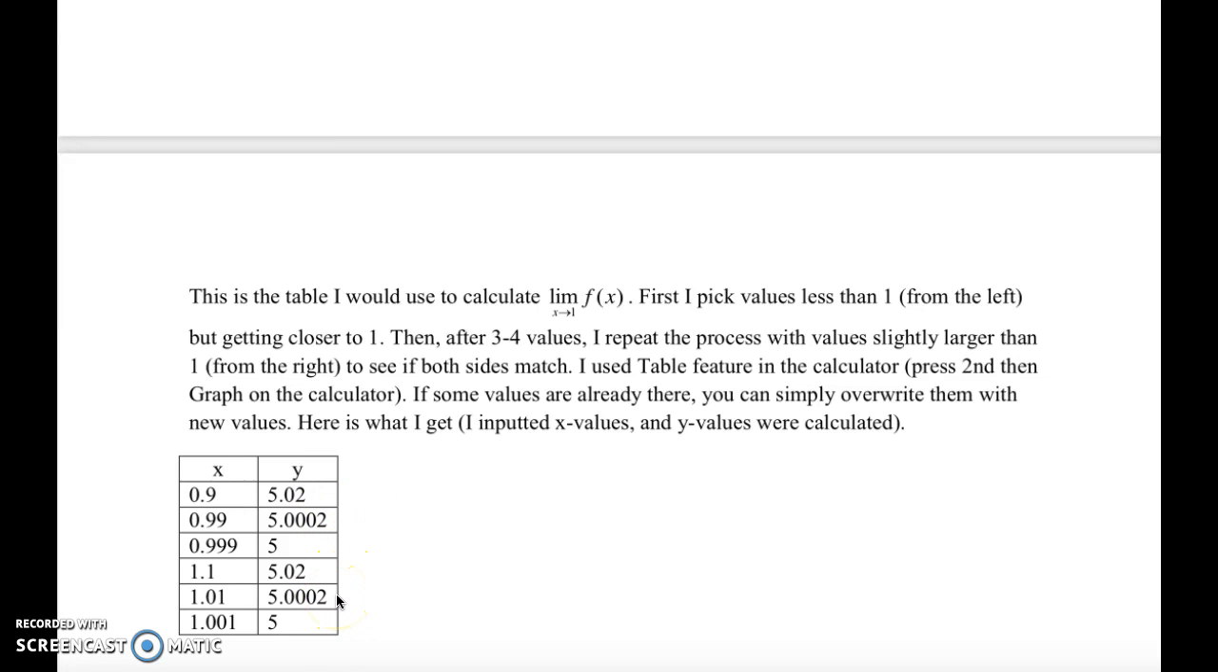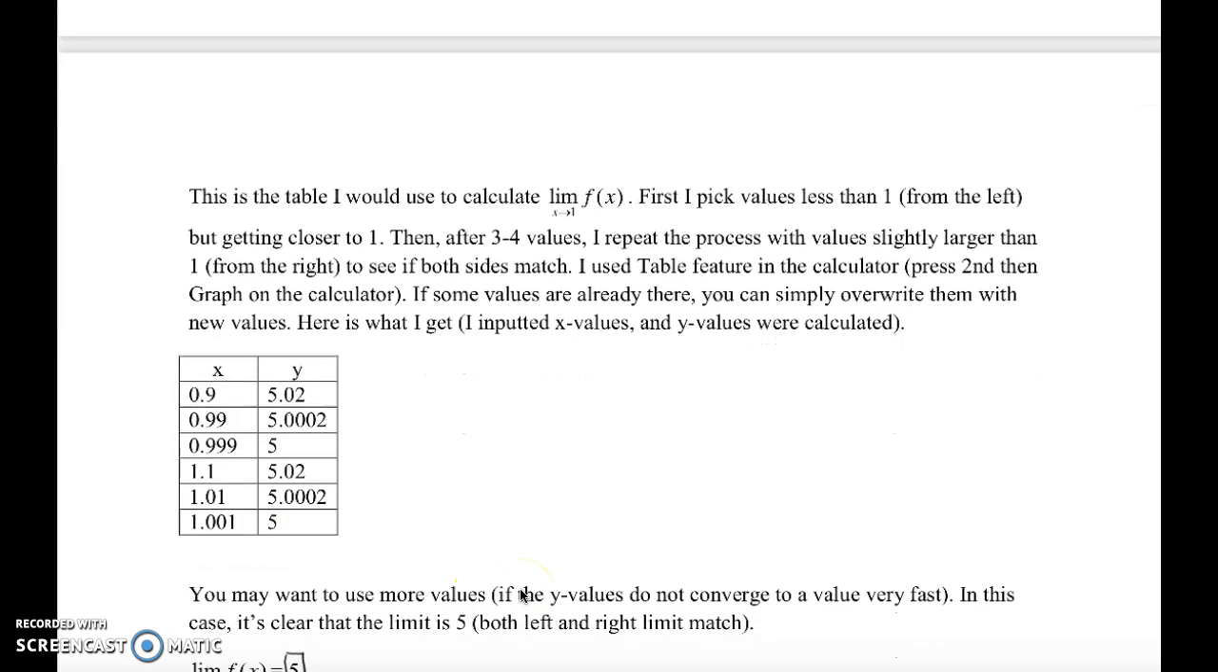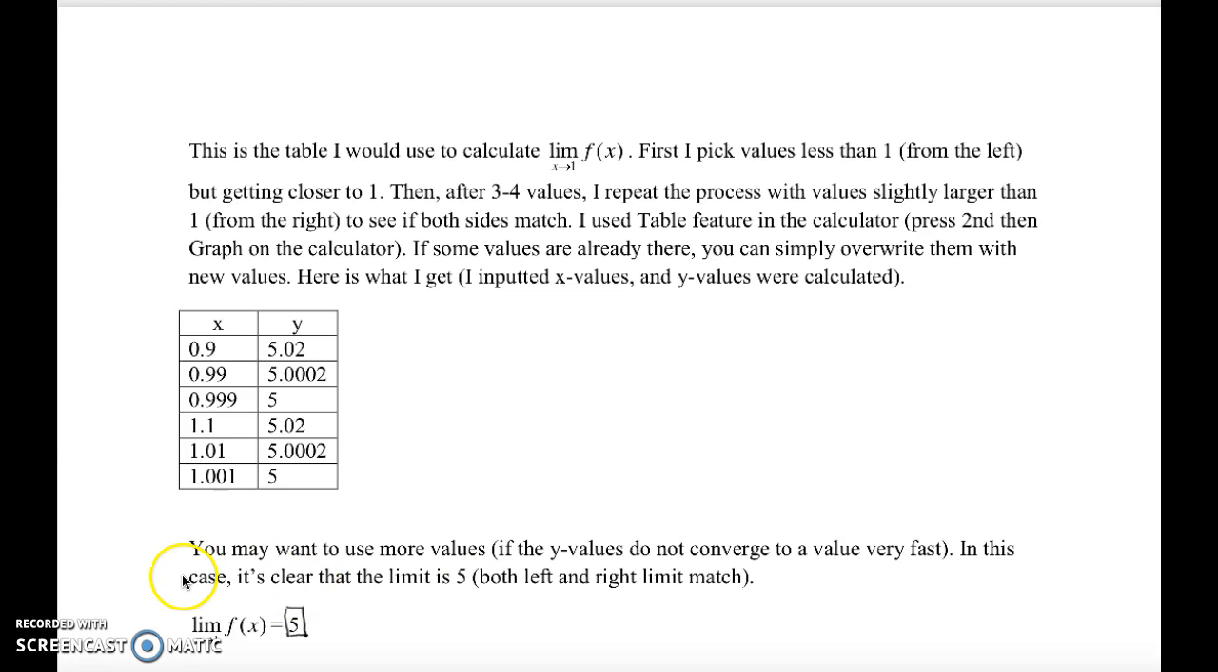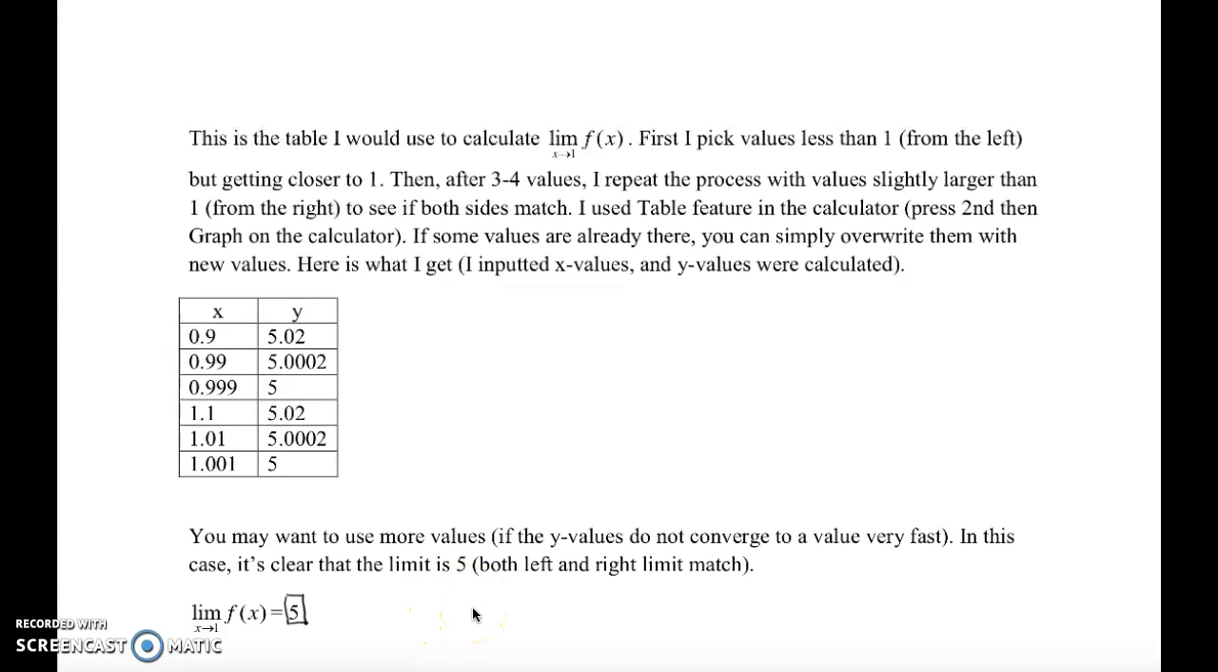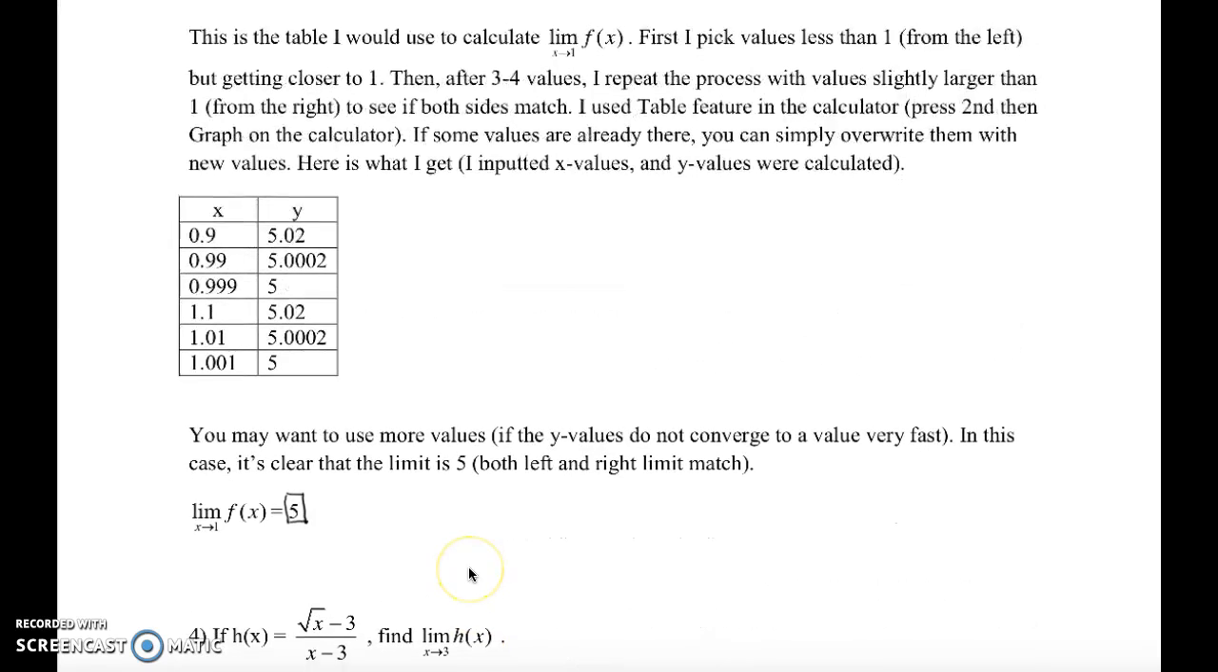But I want to do at least one more value. So if I put 1.001, now I'm getting really close to 1, and I end up with that nice whole number of 5. And so I can see that as x approaches 1 for this particular function, I can confidently say that the limit is going to be 5, and the left and right sides are going to match.